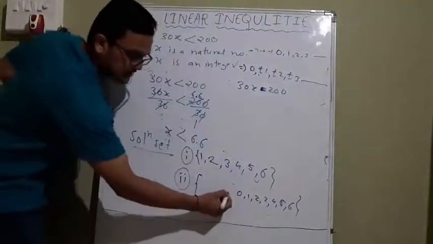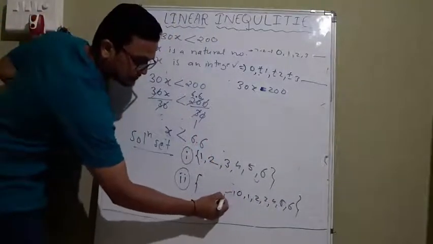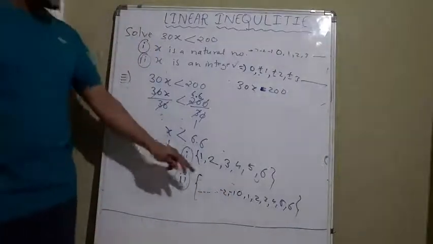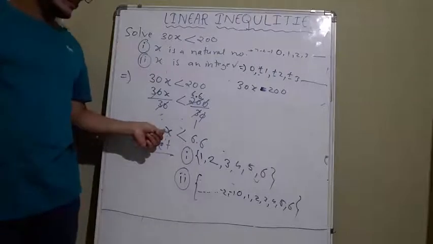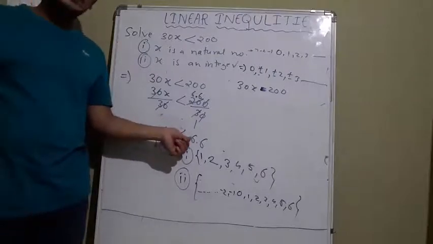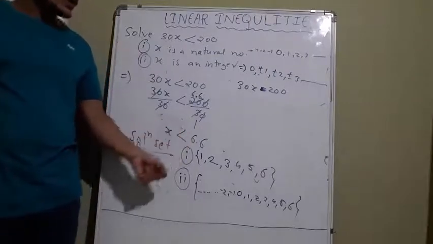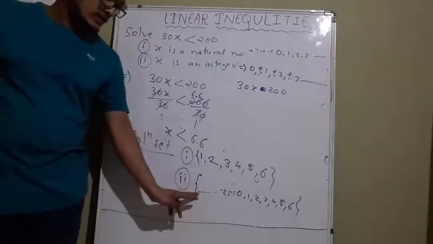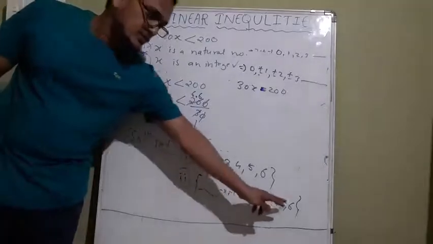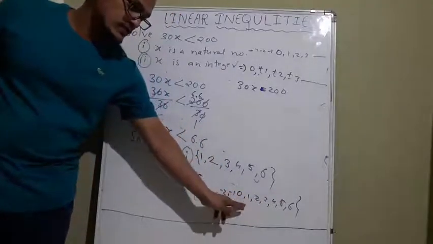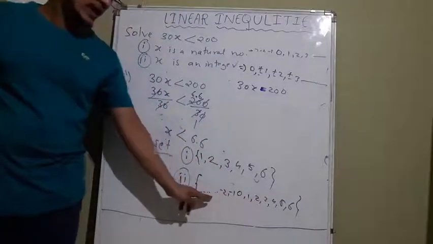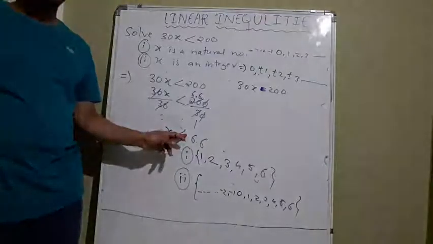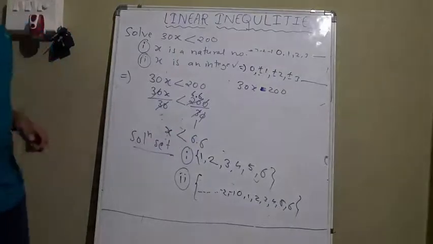But after 0 what can I write? Minus 1, minus 2 and so on. If I put any negative quantity, obviously it is less than 6.6. So your solution set for an integer is up to 6, that is 6, 5, 4, 3, 2, 1, 0, minus 1, minus 2 and so on, because all the negative values will satisfy this condition. So this is the example.